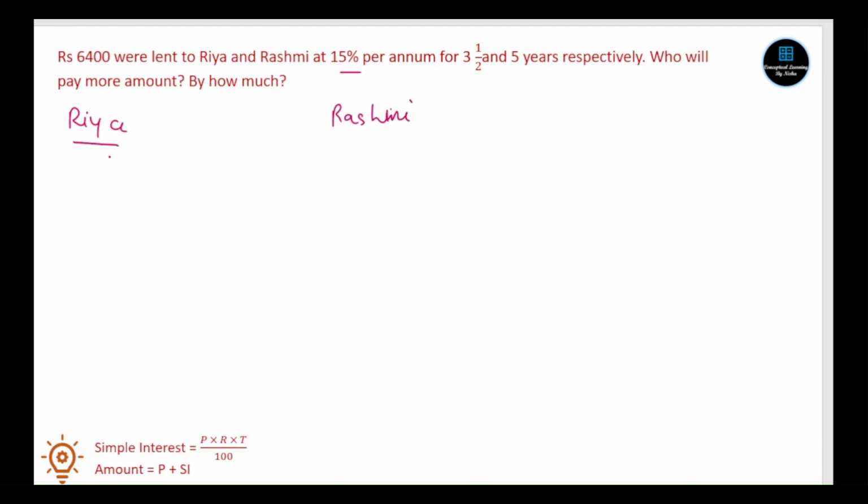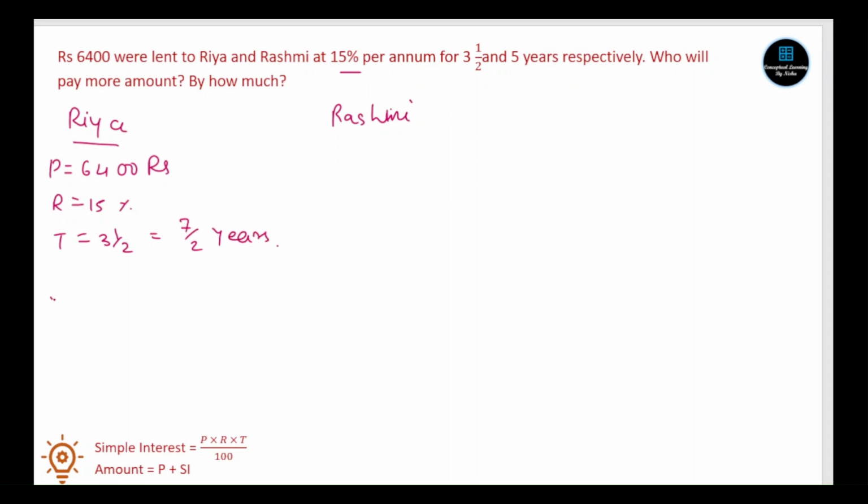Now, for Ria, the principal is, tell me how much is it? 6,400 rupees. What is the rate of interest for Ria? 15%. The rate is the same for both of them. The time period is different. T is 3.5 years for her. So I'll write this as 7 upon 2 years.